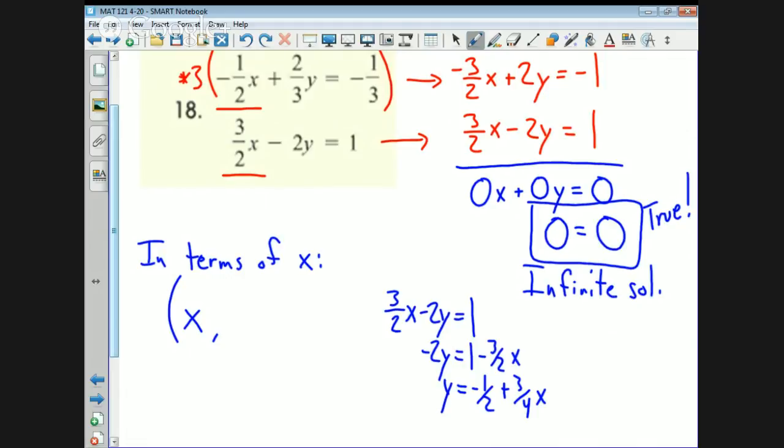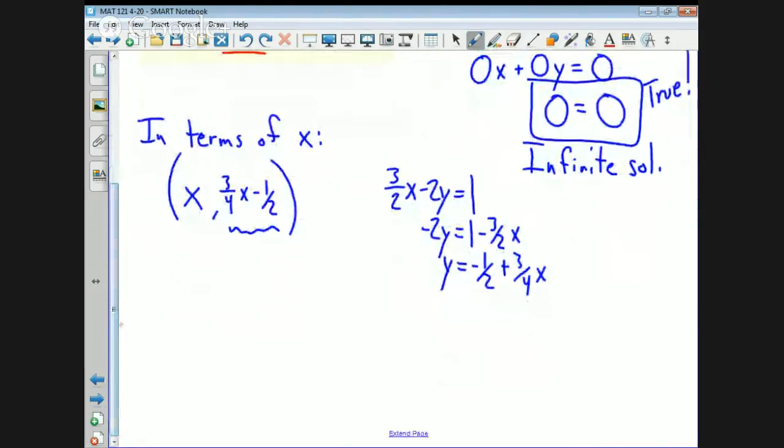And that would go right here. And they may write it as 3/4 x minus 1/2, just keeping that y equals mx plus b form. But that's all you have to do. In terms of x, well, x is x, and then you solve one of the equations. Doesn't matter which one, because they're technically both the same thing. Solve one of them for y, and you will get y in terms of x, which will fill in the y portion of your solution.